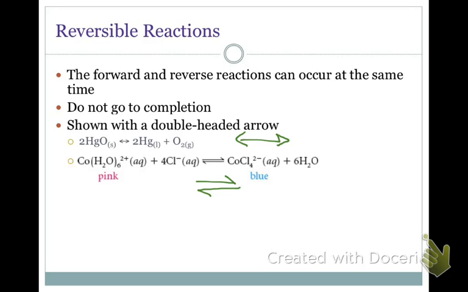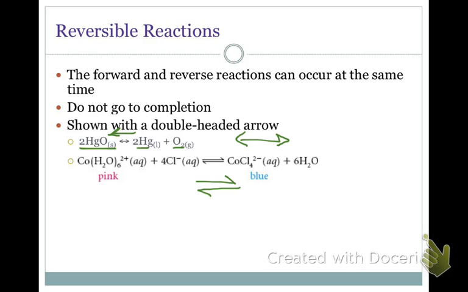So what we have here is the mercury oxide. It's a solid, it's in equilibrium, or it can form mercury, liquid, and oxygen. The reverse can happen as well. So we can take that mercury and oxygen and form that mercury oxide.